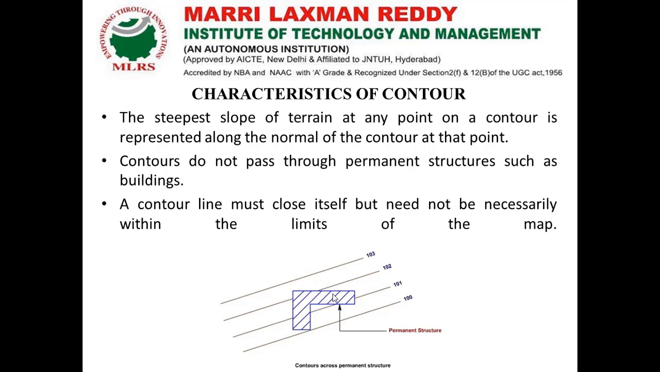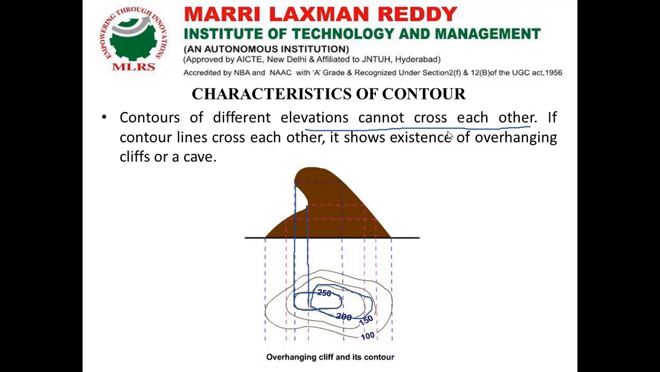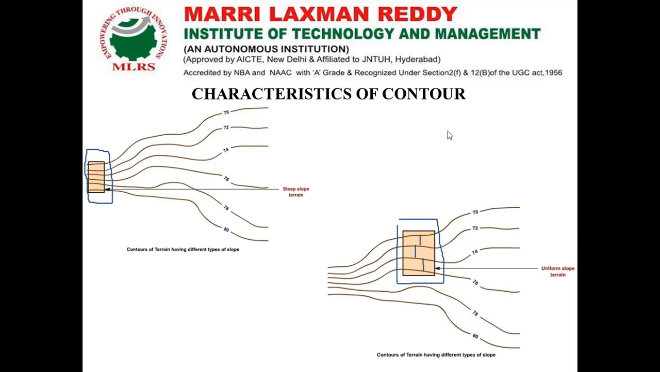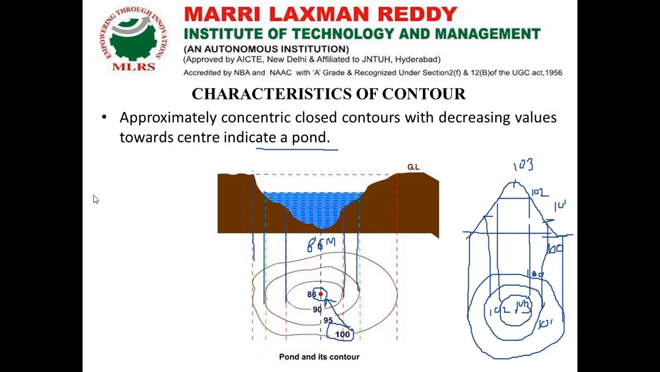Next characteristic. The steepest slope of terrain at any point on a contour is represented along the normal of the contour at that point. So this point we have discussed here itself. This is with respect to our steep terrain. Based on the terrain, our normal profile will be like this.